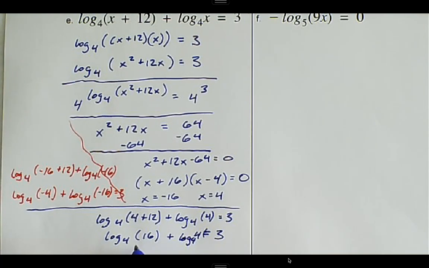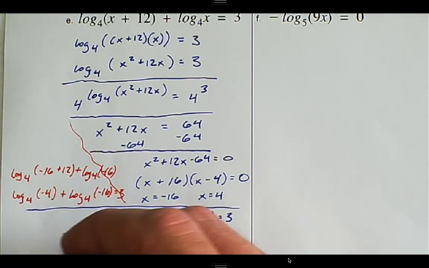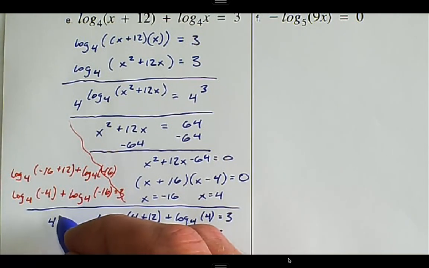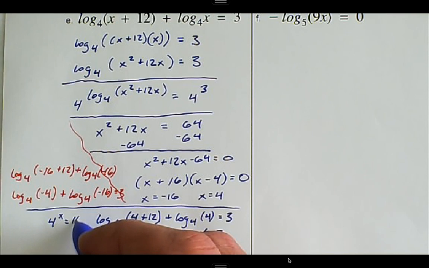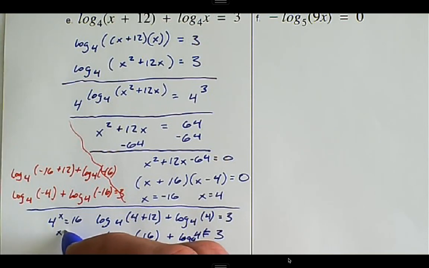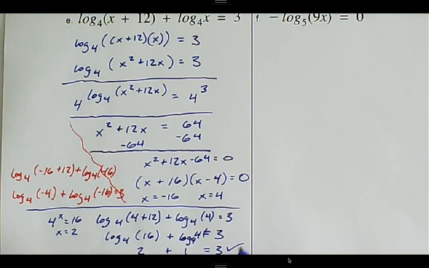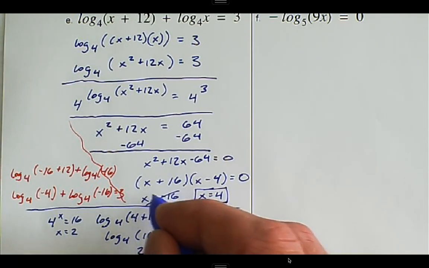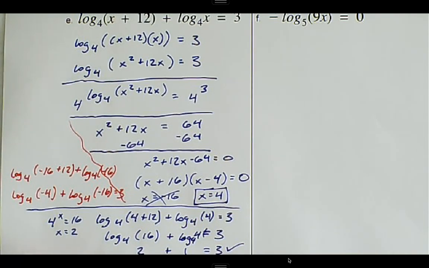And we think about this, 4 to what power equals 16? So that's going to be equal to 2. So this one right here is 2, and 4 to the 1st, that's equal to 4, so log base 4 of 4 is 1. So 2 plus 1 is equal to 3. So that one does work. x is equal to 4 works. x is equal to negative 16 does not work.